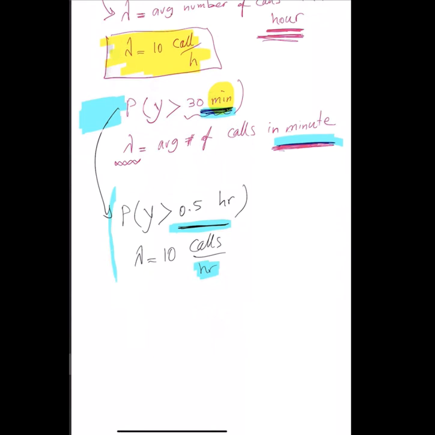That's all you have to pay attention to. Look at what the question wants from you and make sure to get your lambda in the same time unit. The rest is just plugging in the formula and finding the answer.